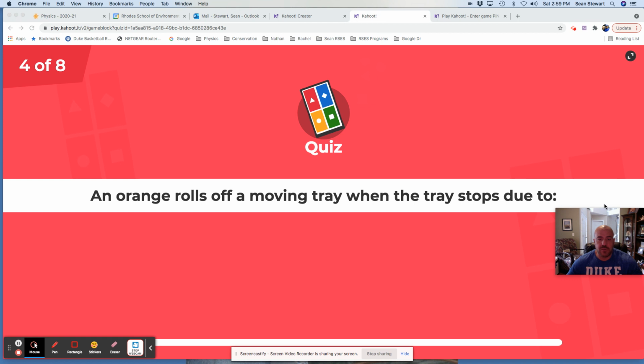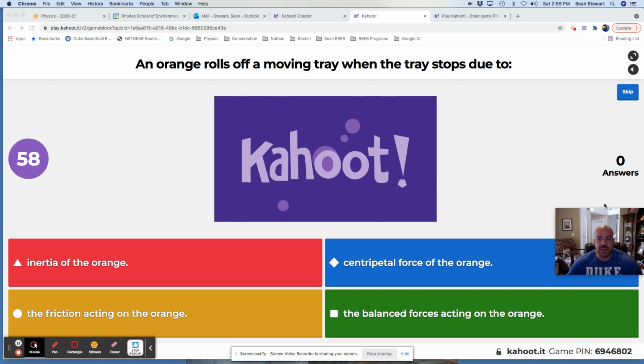An orange rolls off a moving tray when the tray stops. Why is that? Remember, Newton's first law says object at rest stays at rest, object in motion stays in motion unless acted upon by an unbalanced force. So the tray is moving along, and when it stops, the orange wants to keep moving, so it rolls off. So that's Newton's first law, and another way of saying Newton's first law is this fancy word in the red, inertia.